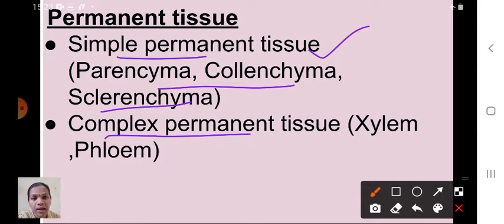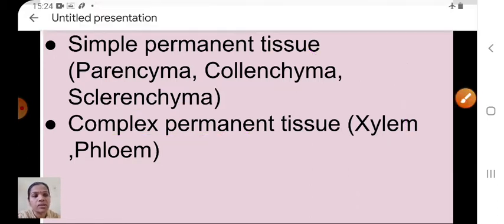Children, where these permanent tissues are located and what the functions of these tissues are, we already discussed, isn't it? So I hope you read your textbook also. Very good. Today I will start one new part, that is biotechnology. This is a very important chapter. Okay children, biotechnology.